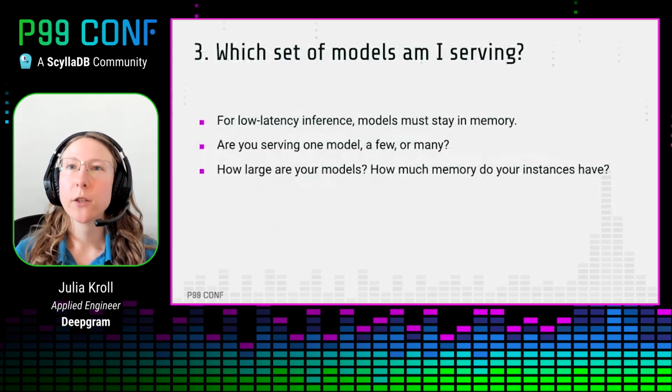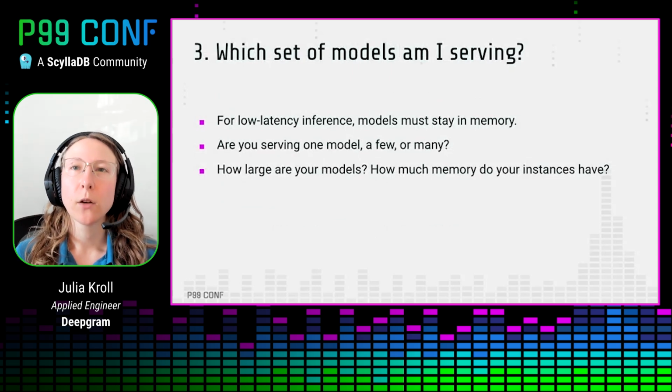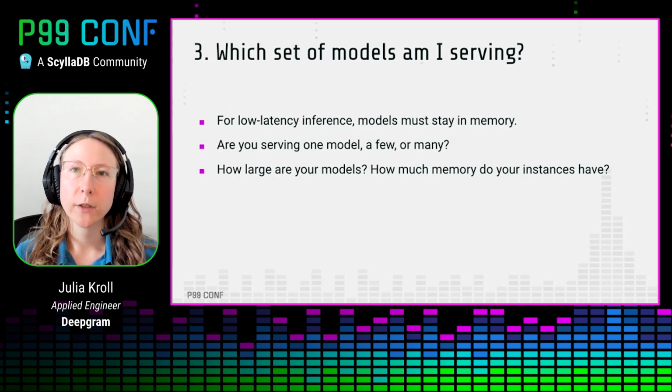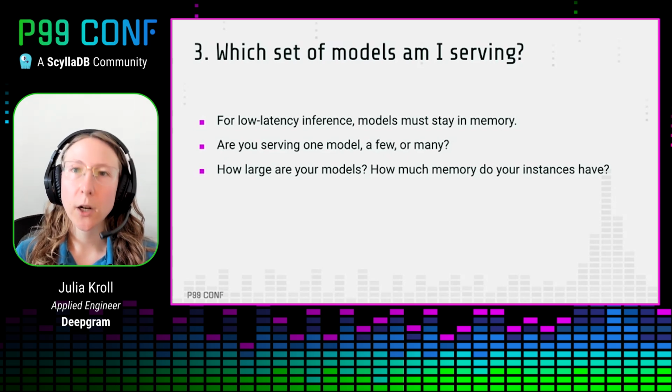Then finally, you can ask yourself the question, which set of models am I serving? For low latency inference, models have to stay in memory, so there are a few different considerations here. You have to decide, are you serving one model, a few models, or many models? And then you'll have to look at how large your models are and how much memory your instances have.